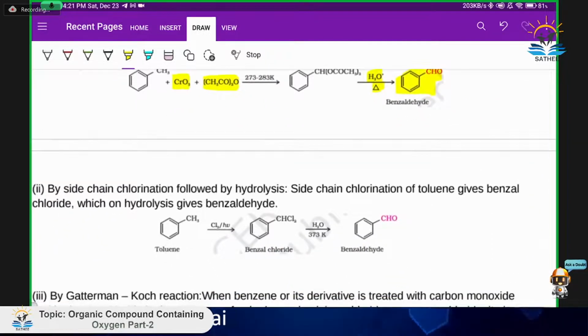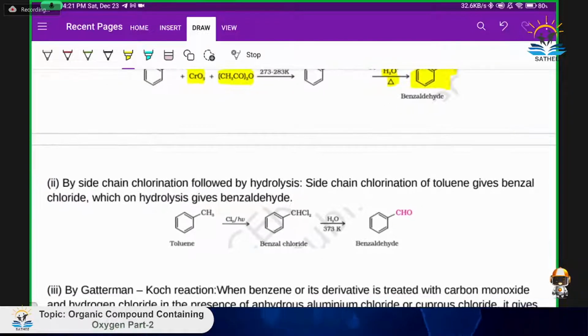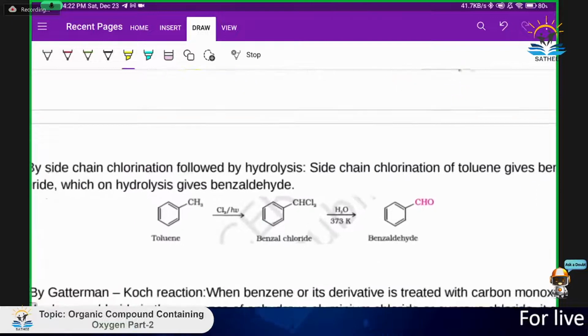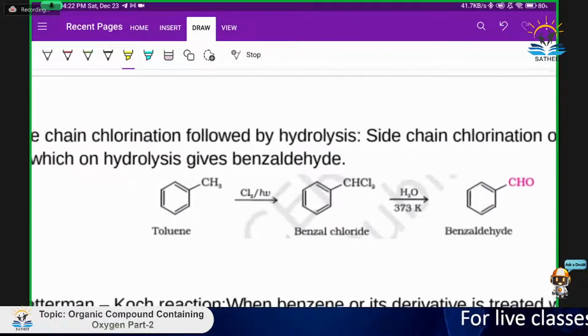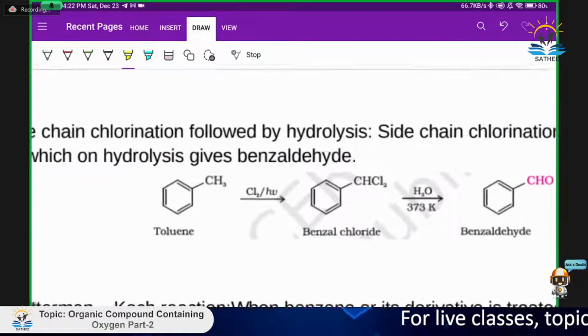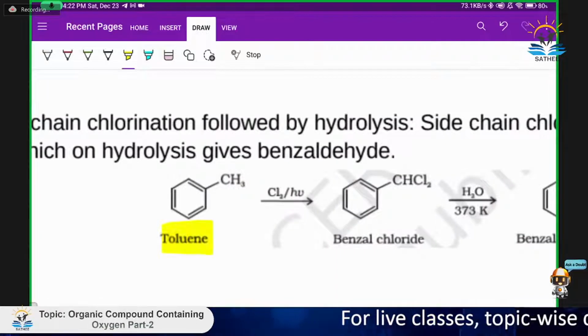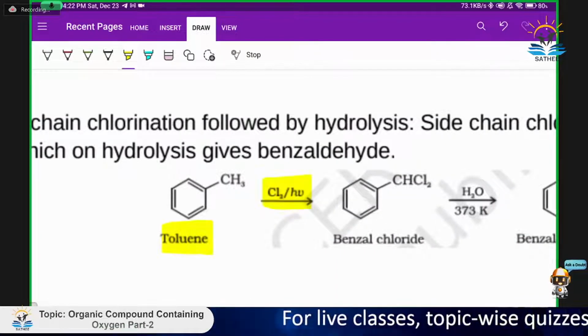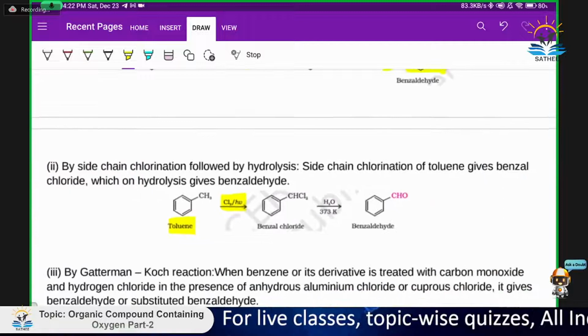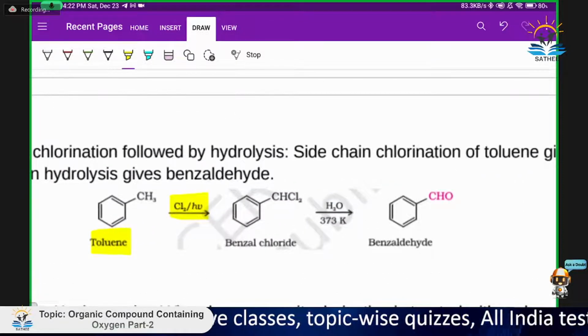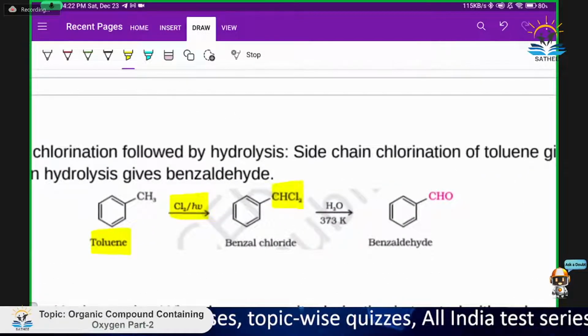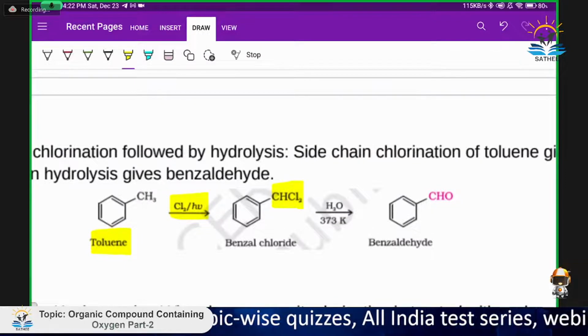Second method is by side chain chlorination followed by hydrolysis. Side chain chlorination of toluene gives benzyl chloride, which on hydrolysis gives benzaldehyde. So here, free radical halogenation is happening. Toluene, we are reacting with Cl2 in the presence of light, we get benzyl chloride. So on hydrolysis, what's happening here?